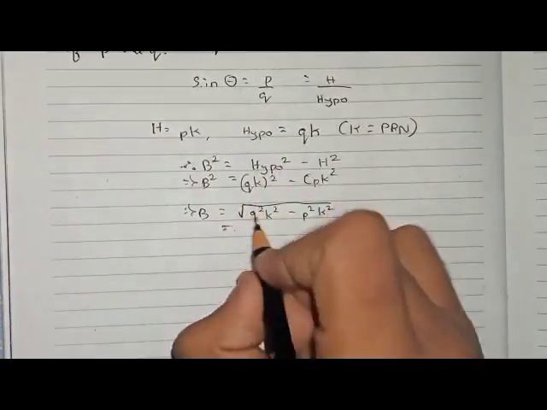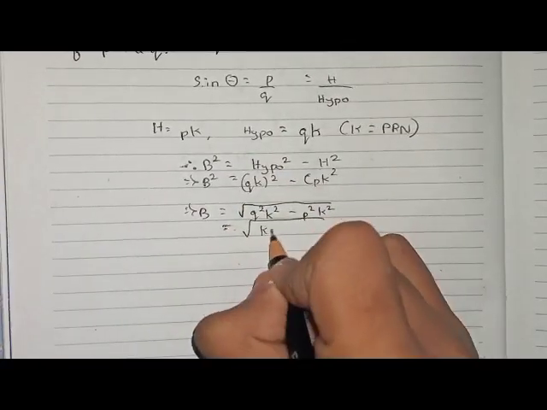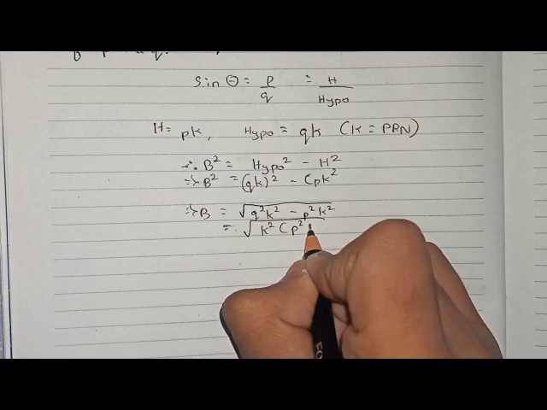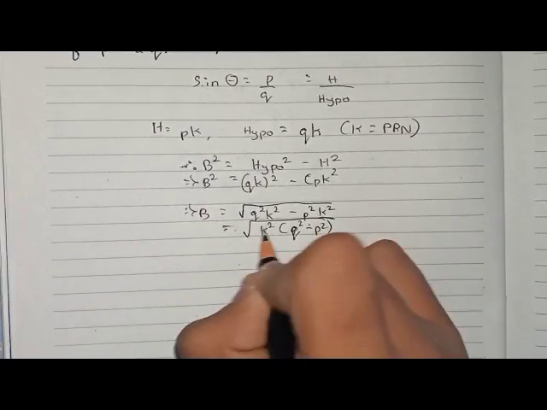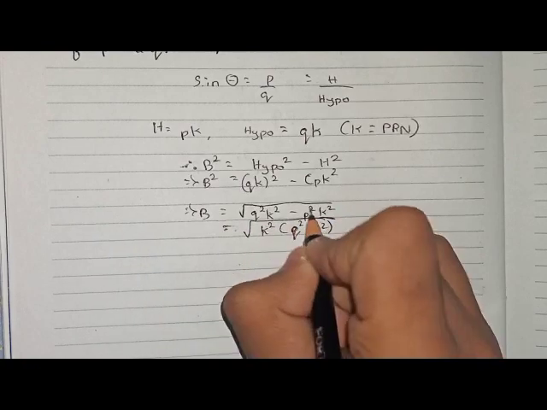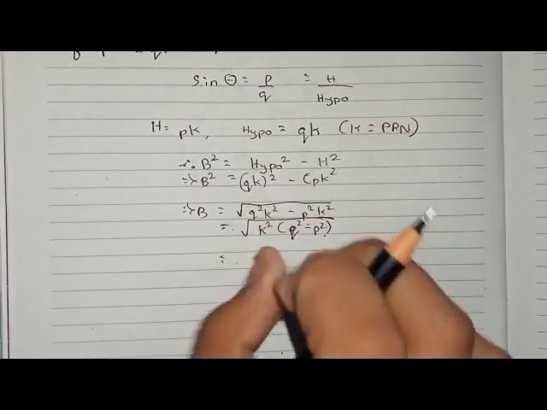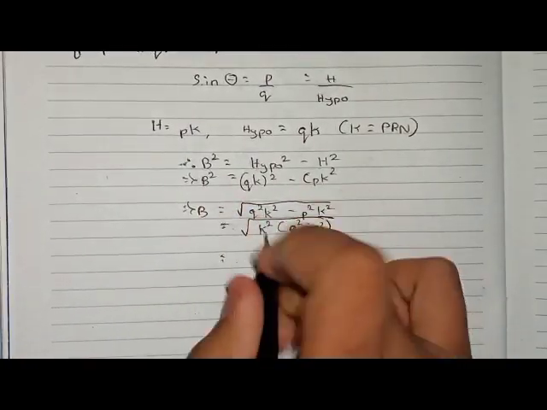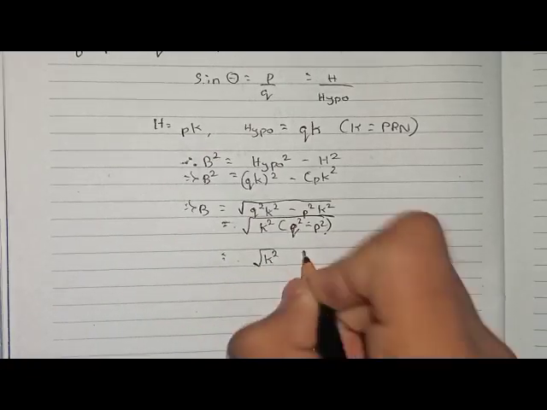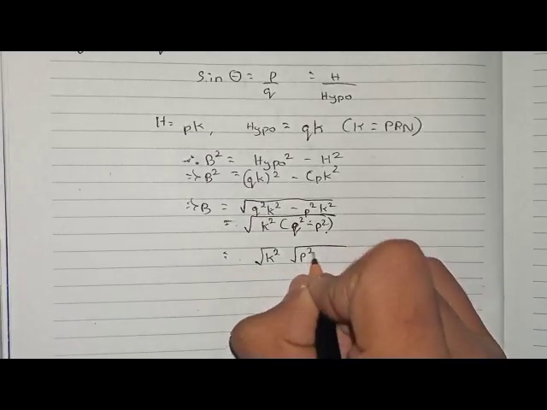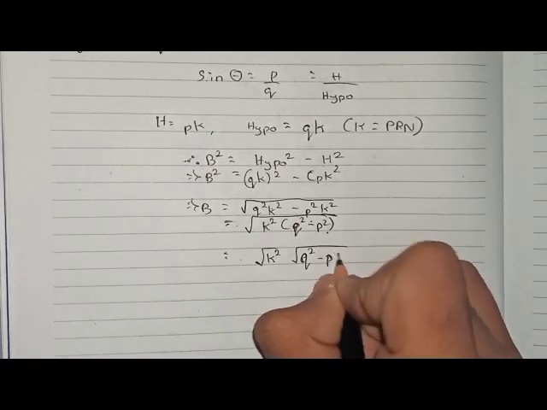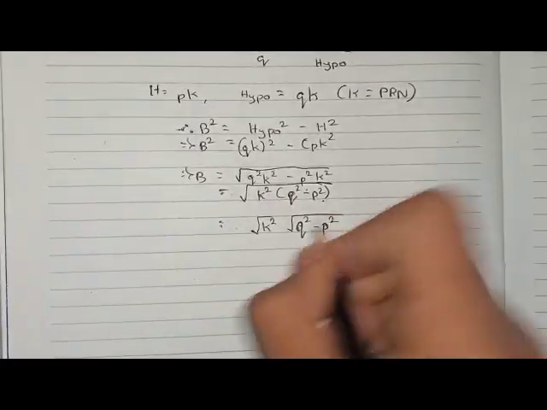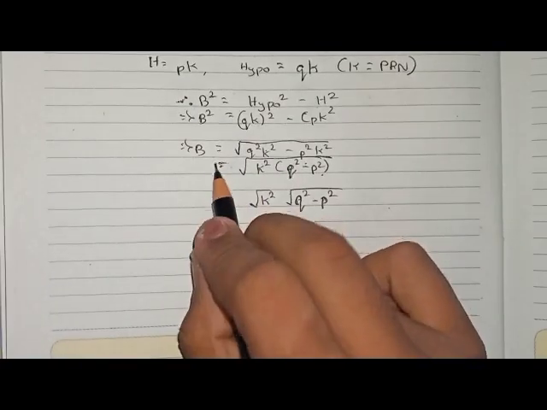So we take k as common here: root over k square times (q square minus p square). We are taking k as common, so q square minus p square remains. Now I will separate this k, so it becomes k times root over q square minus p square. So now I got the value of the base.